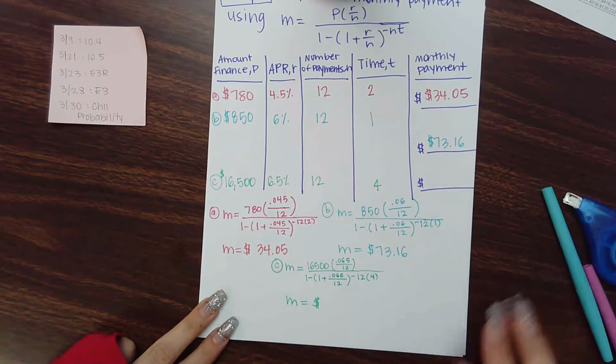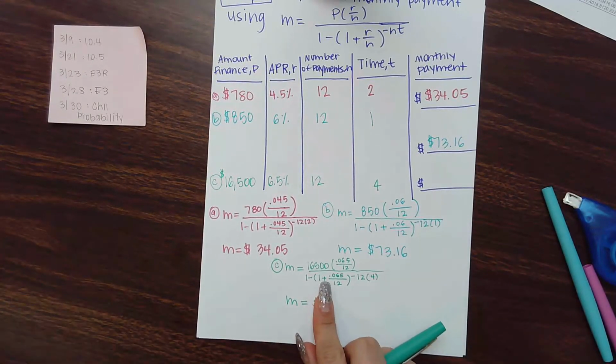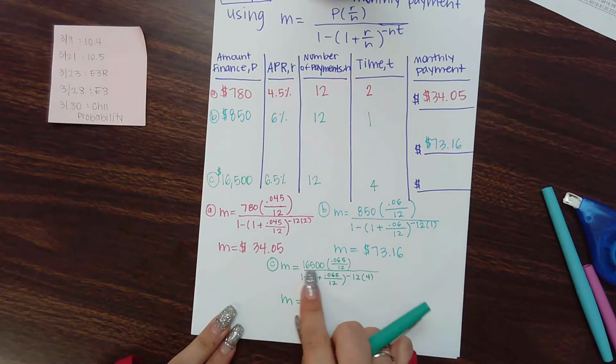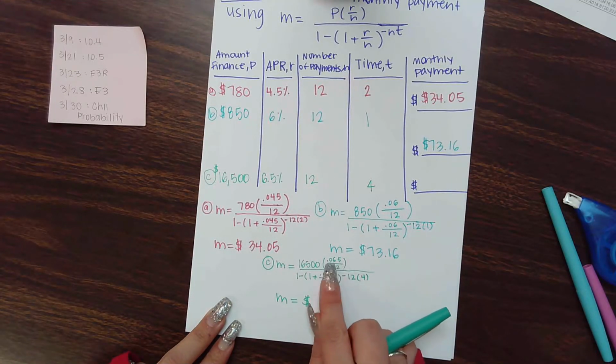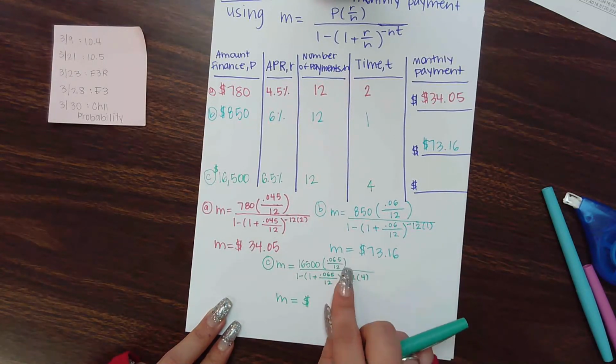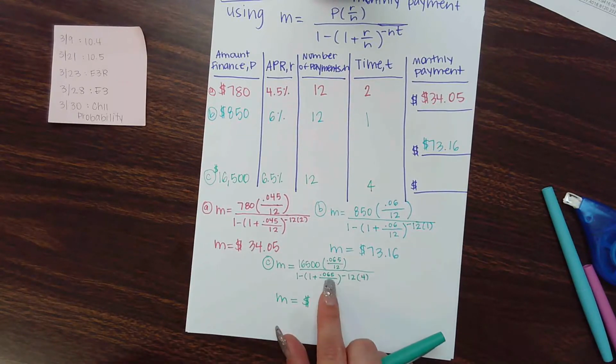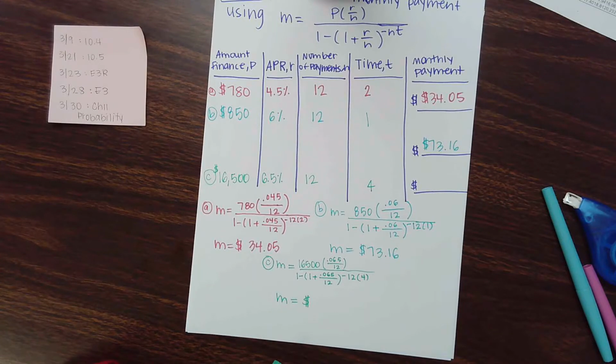It's kind of little because it's smushed. Numerator is 16500, open, that's 0.065 divided by 12, and then close. And that's the same thing down here, 0.065 divided by 12. What you should get is $391.30.